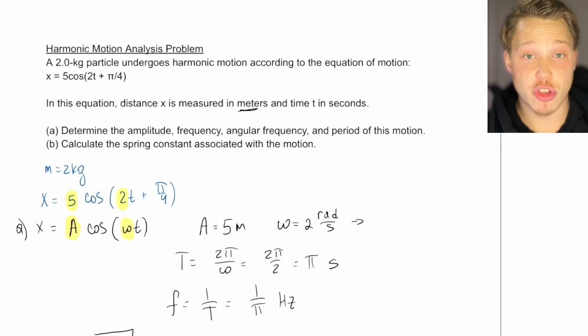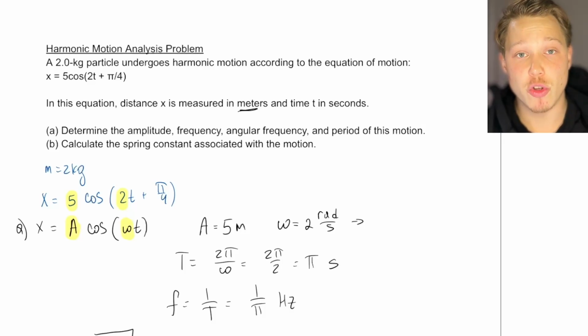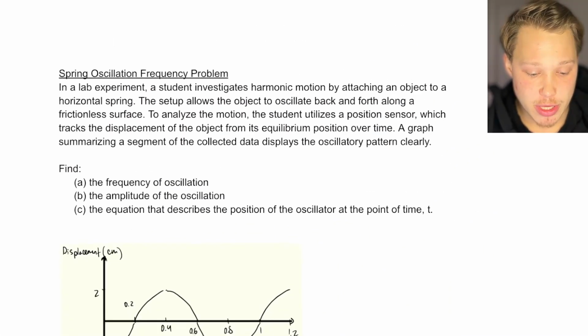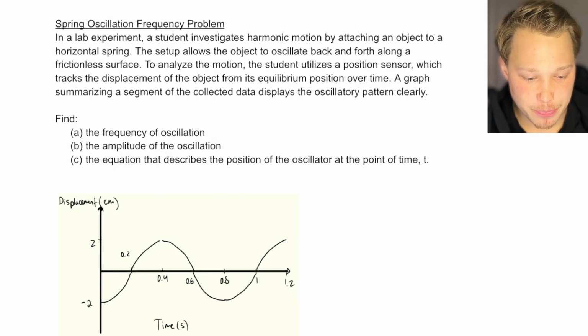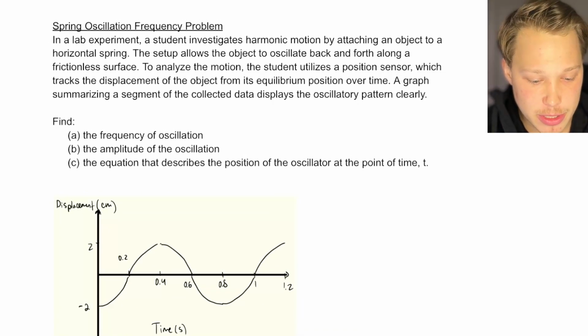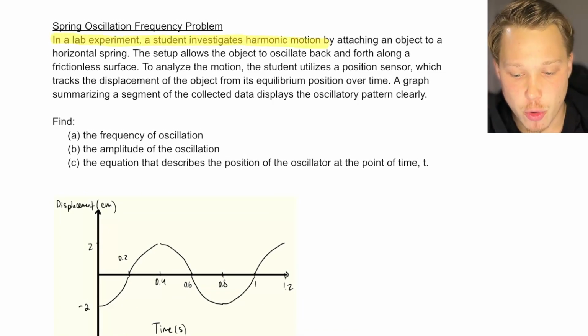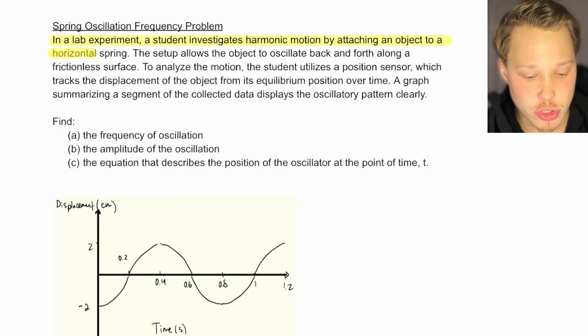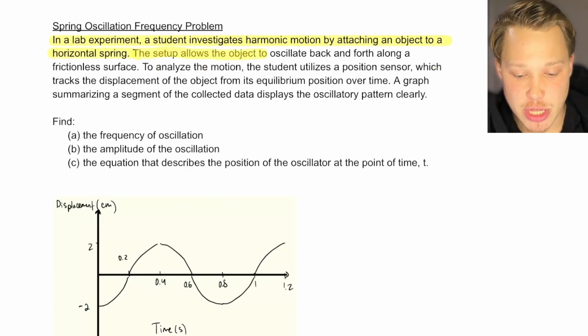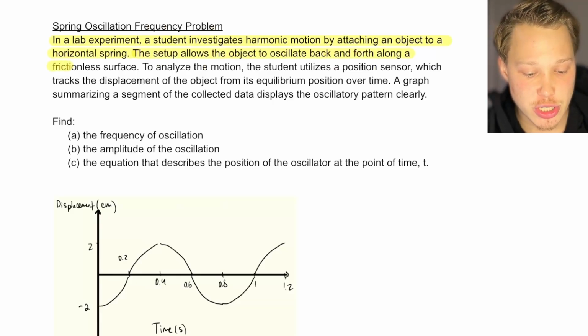Now, let's move on to the third problem, which is going to be maybe even more important than this one, because in this third problem, we're going to look at the graph of simple harmonic motion. So right here, don't be scared by the amount of words. In this lab experiment, a student investigates harmonic motion by attaching an object to a horizontal spring. The setup allows the object to oscillate back and forth along a frictionless surface.